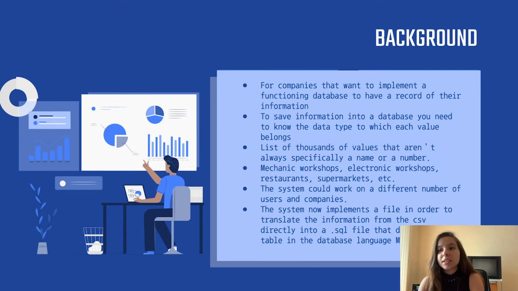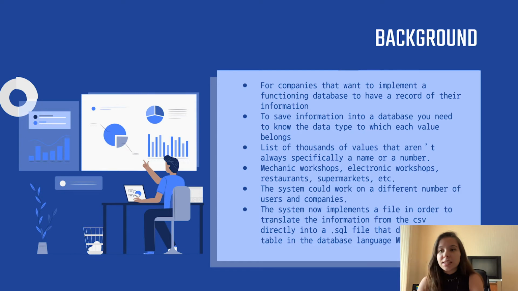But this expert needs to know the right data type for each column of the table. This could be easy if you have a table of 3 columns, but most of the times they have tables that have a lot of information, so the process of data type matching gets a lot more complex. This is a situation that is present in a lot of cases, like mechanic workshops, electronic workshops, restaurants, supermarkets, basically companies that start small and get bigger and bigger and can't save their information in the way they want anymore.